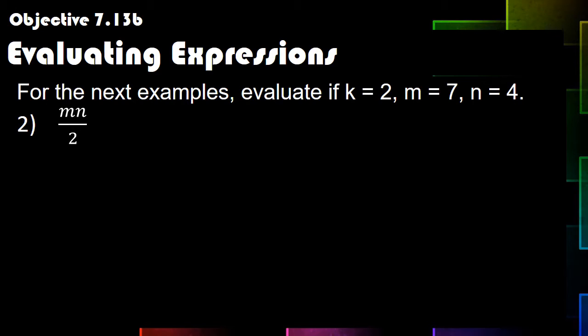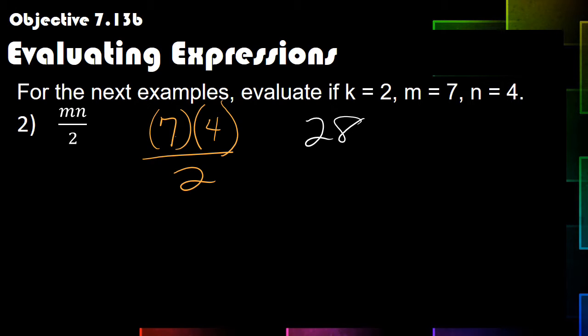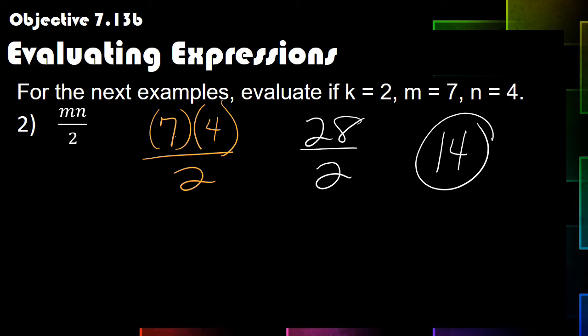So here we have m times n all over 2. Our very first step is we're going to fill in the values of m and n. So m is 7. We know we're multiplying, so m times n, where n is 4, and this is all over 2. So let's go ahead and simplify our numerator. 7 times 4 is 28 over 2. And when we simplify that, 2 goes into 28 14 times. So we can say m times n over 2 with our values for our variables comes out to 14.